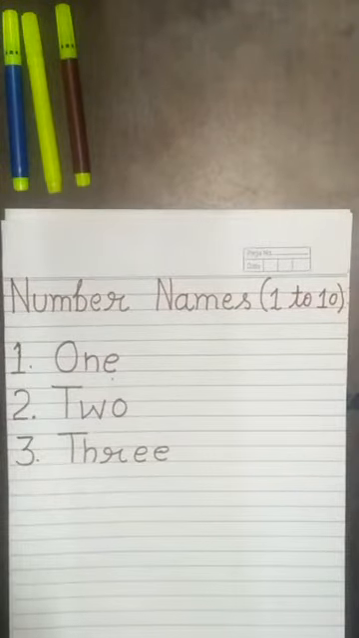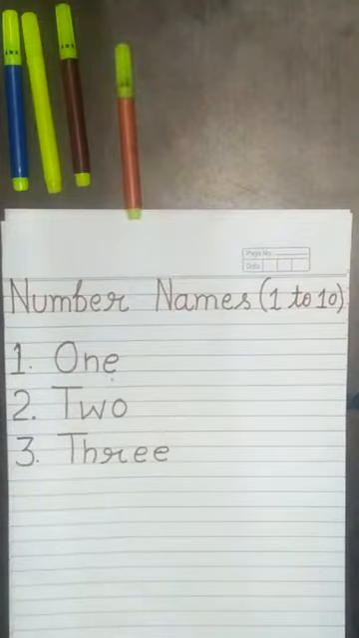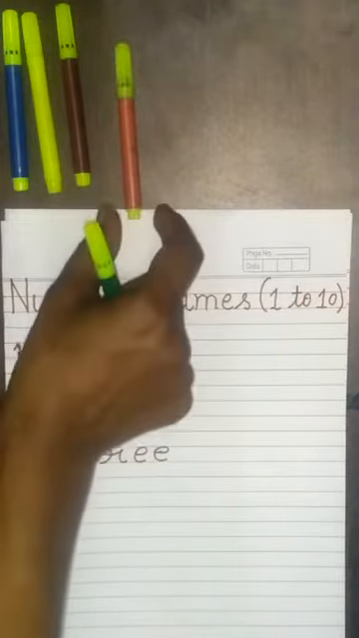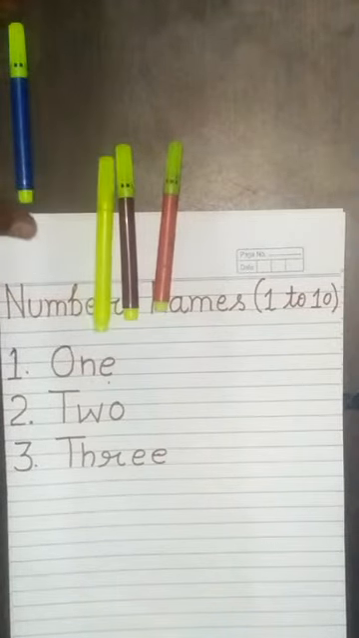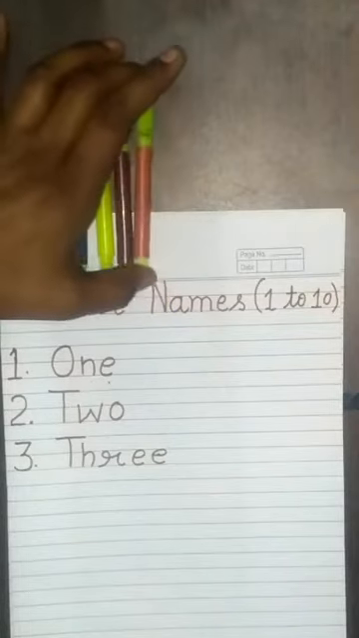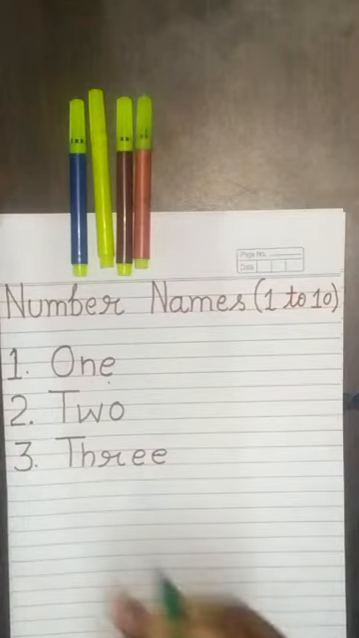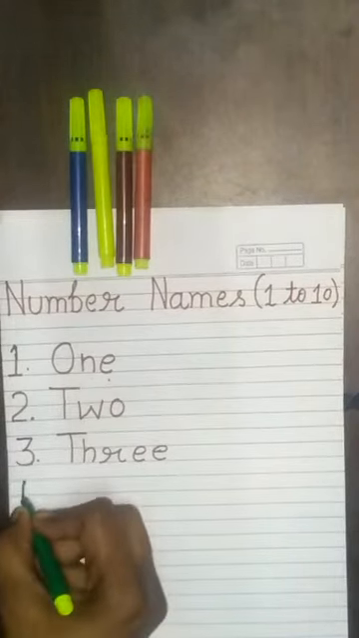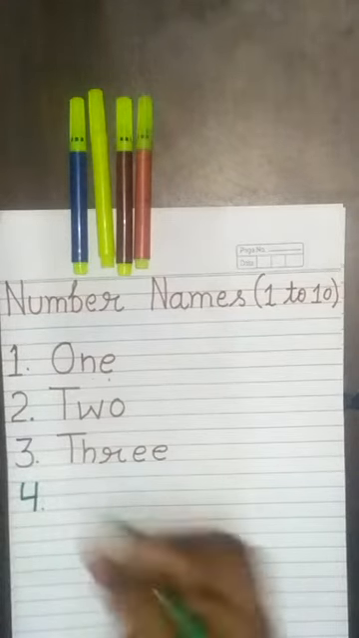Now again I add one more pen. So now let's count with me how many total pens are there. 1, 2, 3 and 4. There are total 4 sketch pens. So the number name for the numeral 4 is, first of all, the numeral for 4 is like this.